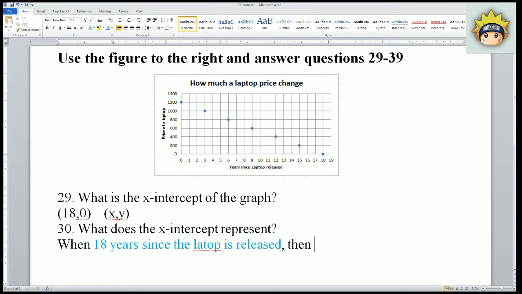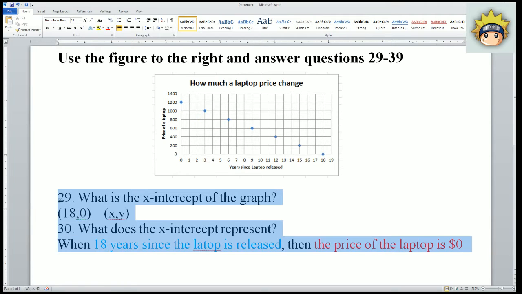Then you write the rest, which is the dependent variable. Then it is 0, price of a laptop. That doesn't quite make sense. If you phrase it differently, then the price of the laptop is $0. This would be a better way of rephrasing it. That is what this 18, 0 means in reference to this problem.